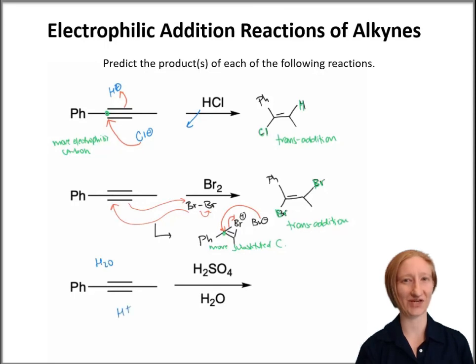Finally, in the hydration reaction, the alkyne will attack the proton and the water will attack the more electrophilic carbon of the alkyne. This will yield the enol intermediate after deprotonation, which I'm not drawing out in full here, but it does still occur. Then the enol undergoes tautomerization to yield the corresponding ketone product.